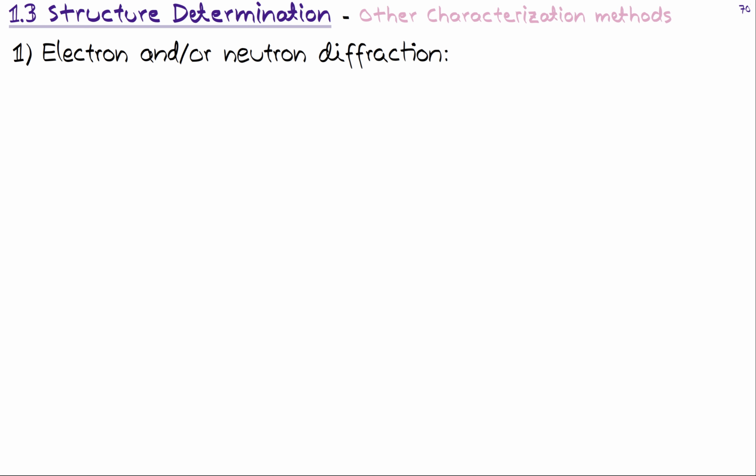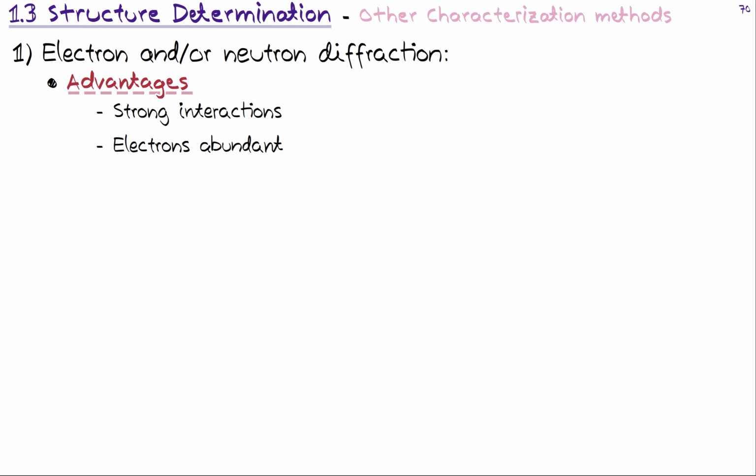The advantages of this approach: for example, we have strong interactions, so electrons scattering off electrons is quite easy to see, like a scattering event happening. Electrons are quite abundant and can easily be generated. Even more so, they can easily be steered, because it's a charged particle, and with static electric and magnetic fields we can easily steer electrons and give them a given amount of energy. So that works with electrons.